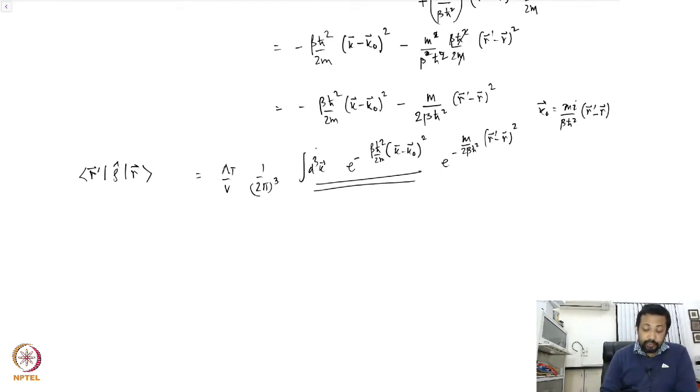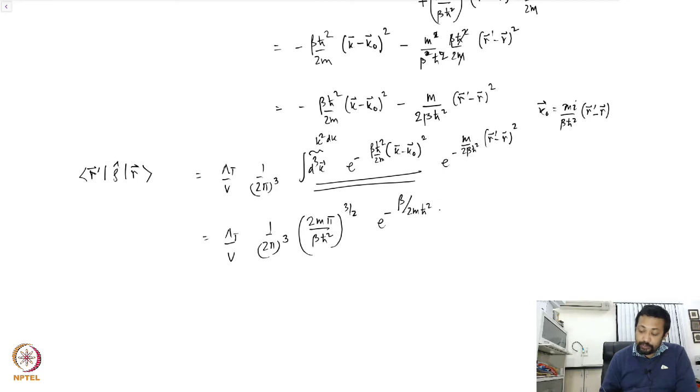Now it's in a Gaussian form, and note that this measure is actually k squared dk. And if you evaluate this integral, this is just square root pi by a for one dimension, I know, but now it is k squared multiplied, therefore this is going to be twice pi whole cube. You're going to get 2m pi over beta h bar squared raised to the power 3 by 2 times e to the power minus beta over 2m h bar squared (r prime minus r) whole squared.